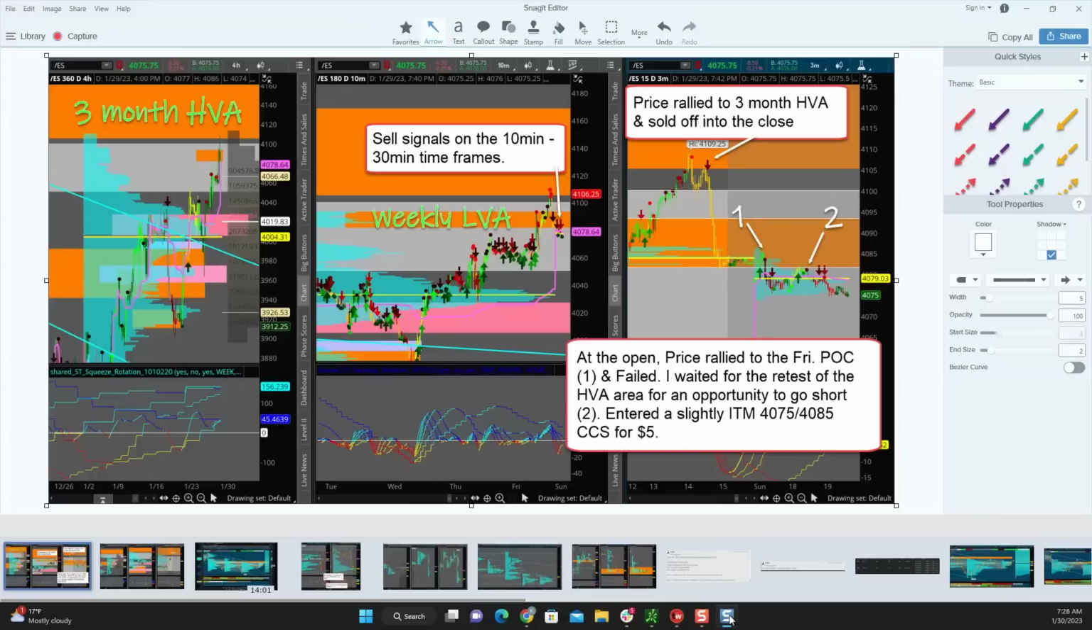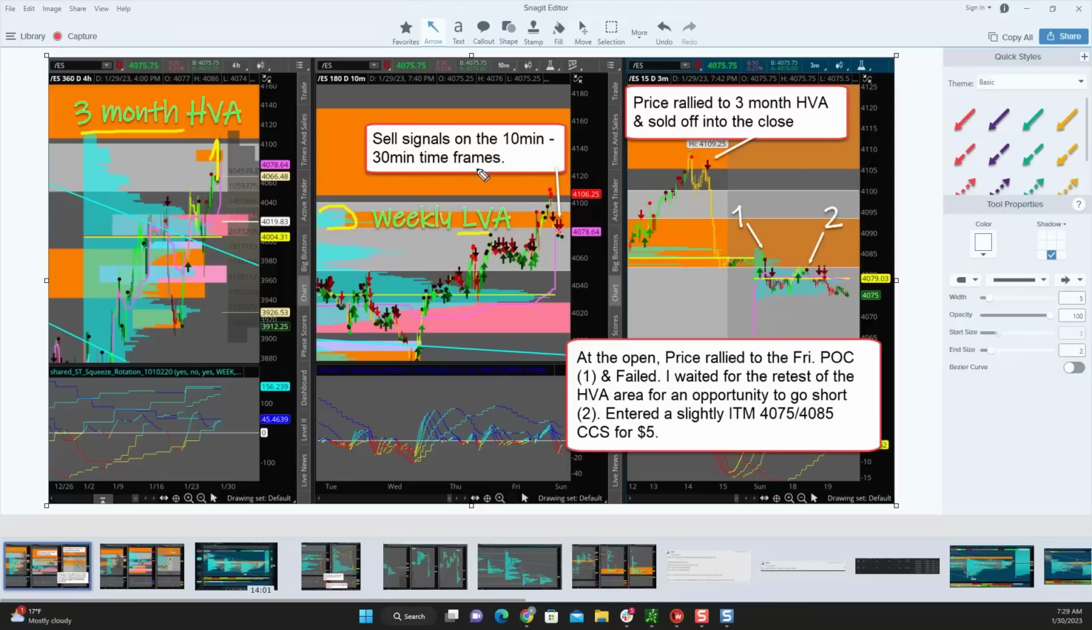Let me pull up my screenshot. This is what it looked like several minutes after I took the trade. I did have to come back to my computer, like, oh wait, I forgot to screenshot that. So here is that 3-month HVA level where price spiked up into and then sold off, right? And you see this little node right here. This is a weekly low volume area, but it is still a node.